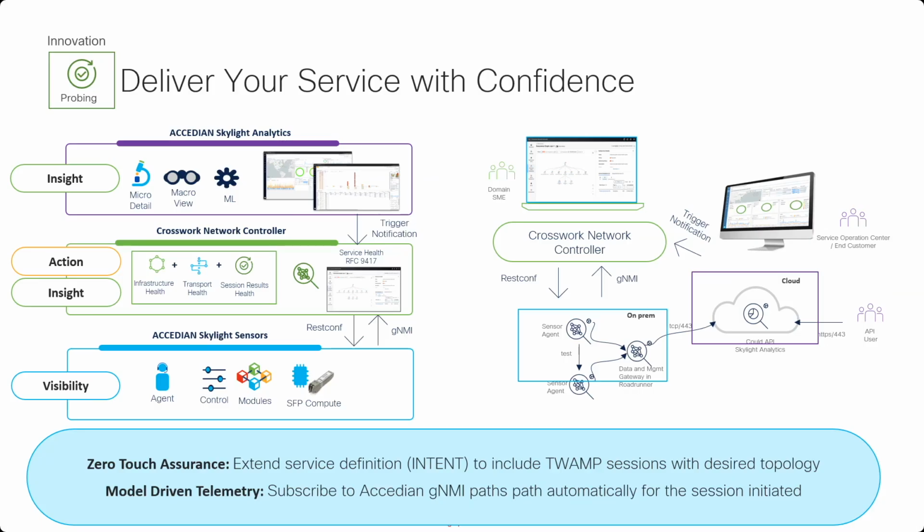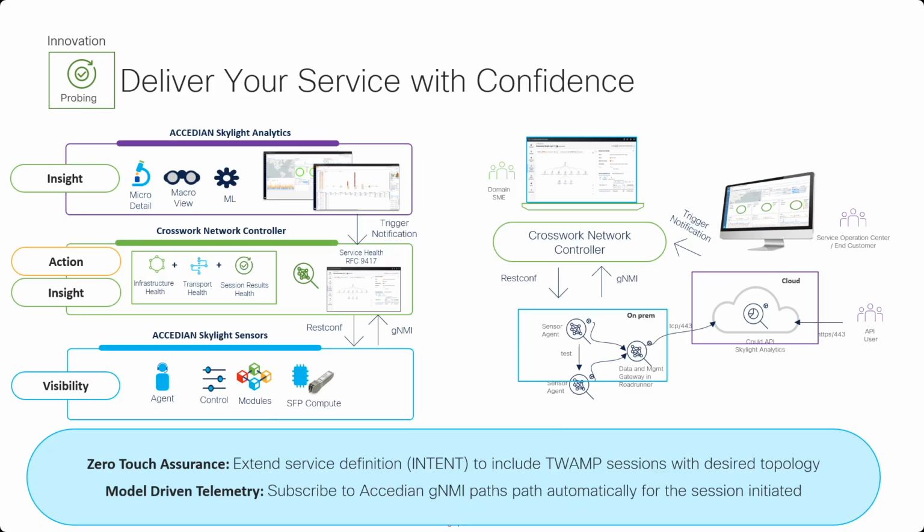The other aspect is that when we ask for the session, we also provide some information, what Accedian calls metadata. And that same metadata is going to be used to enrich data when they are sending it through gNMI to the Crosswork Network Controller. In this way, we are combining the view that we have from Accedian with the view that we have from the infrastructure.